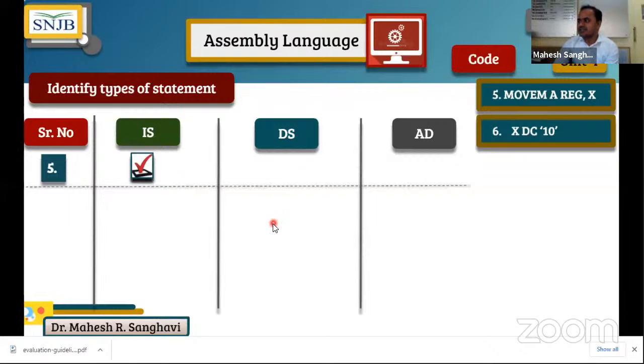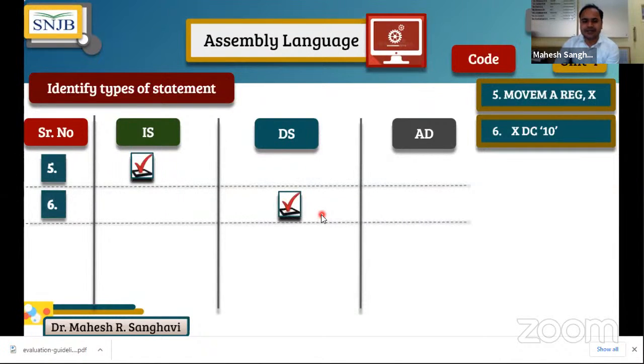The sixth one, that is x dc 10, is saying declare the constant x, and it has the value 10 assigned. So x will become a literal, or in general language we say it is a constant, but in this particular system programming it is treated as a literal. So x will be a literal, and that literal will have the value 10. So dc is ultimately known as declare constant, and this is a declarative statement. So statement number 6 will become a declarative statement.